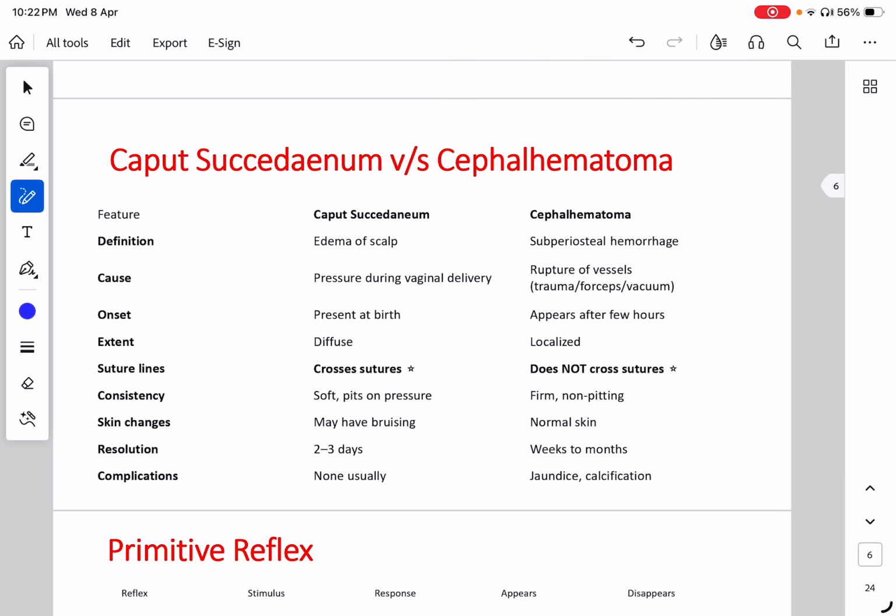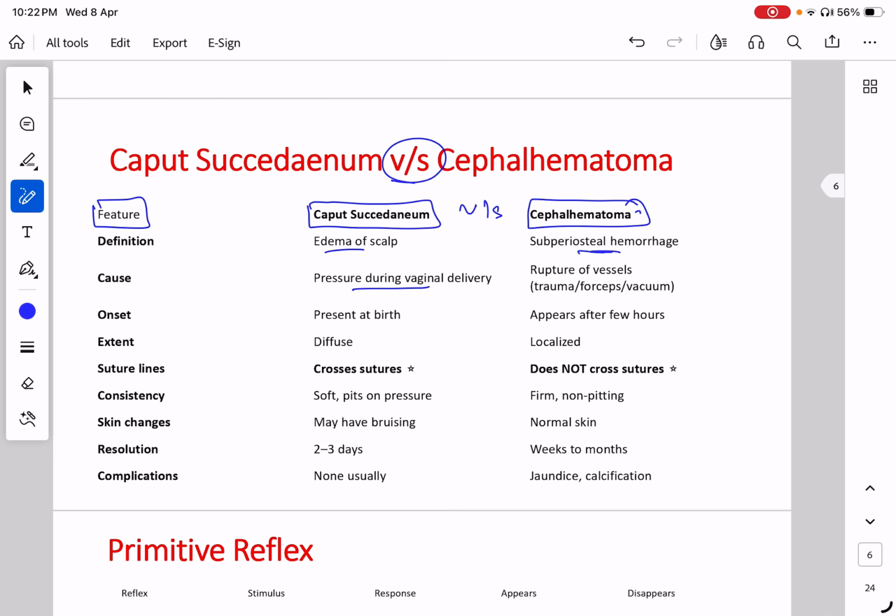Now, another very important topic is caput succedaneum versus cephalhematoma. So, we will go through the features of both. Definition: edema of the scalp is caput, and subperiosteal hemorrhage is cephalhematoma. Caput is caused by pressure during vaginal delivery.